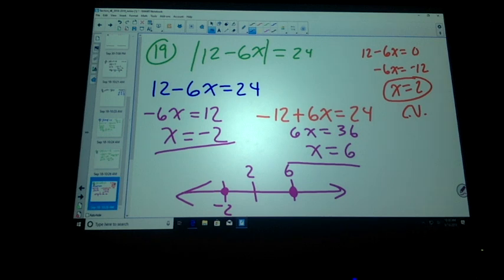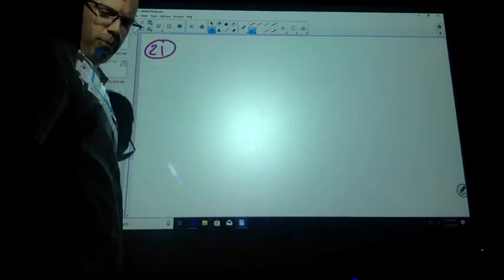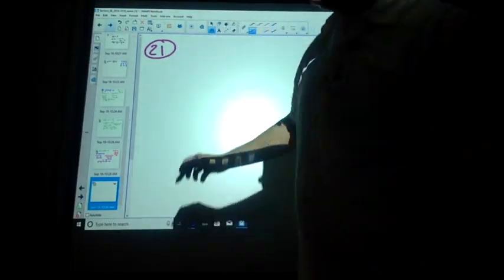Then how would you do 18? I don't know. Were you okay with 19? Let's do 21. Well, we asked for 18. Oh, actually 21. You want 21? All right. 21. What happened with 21?